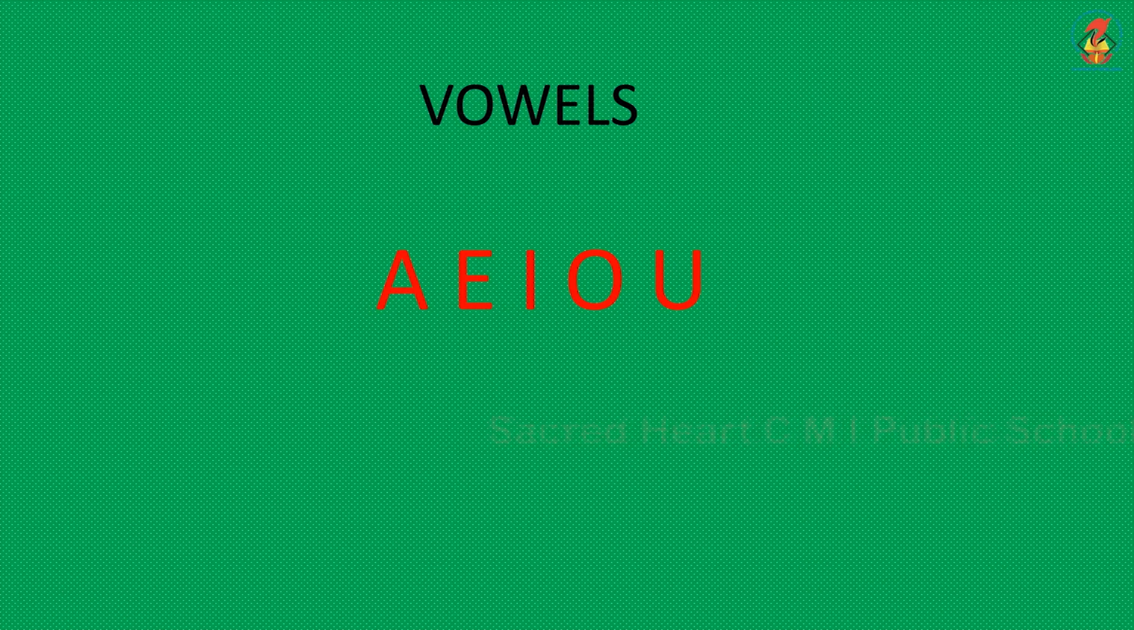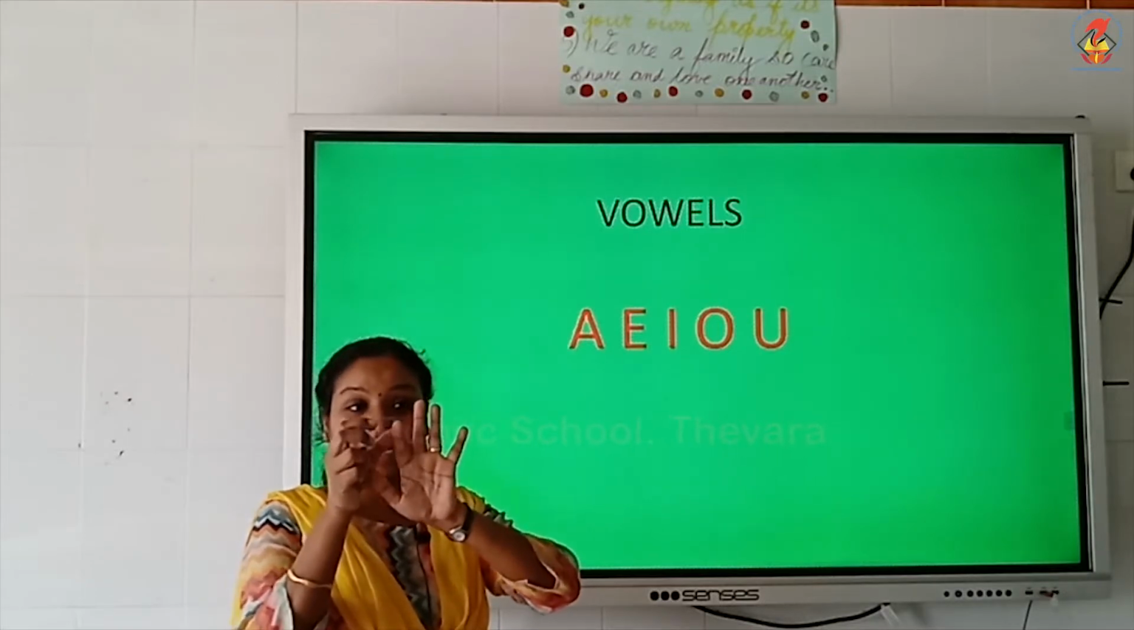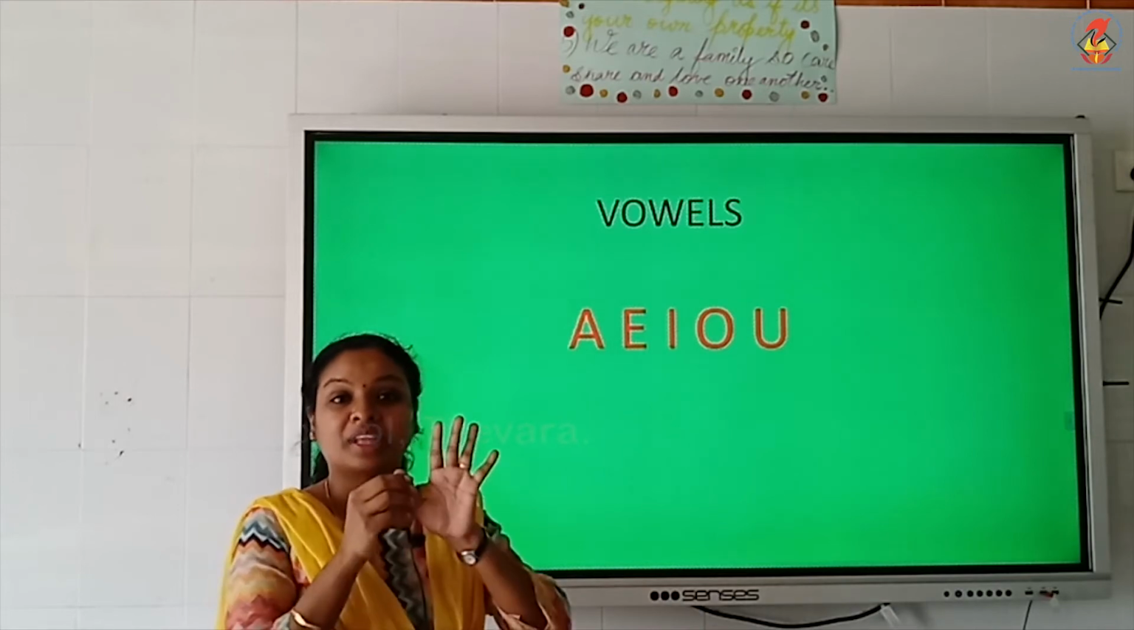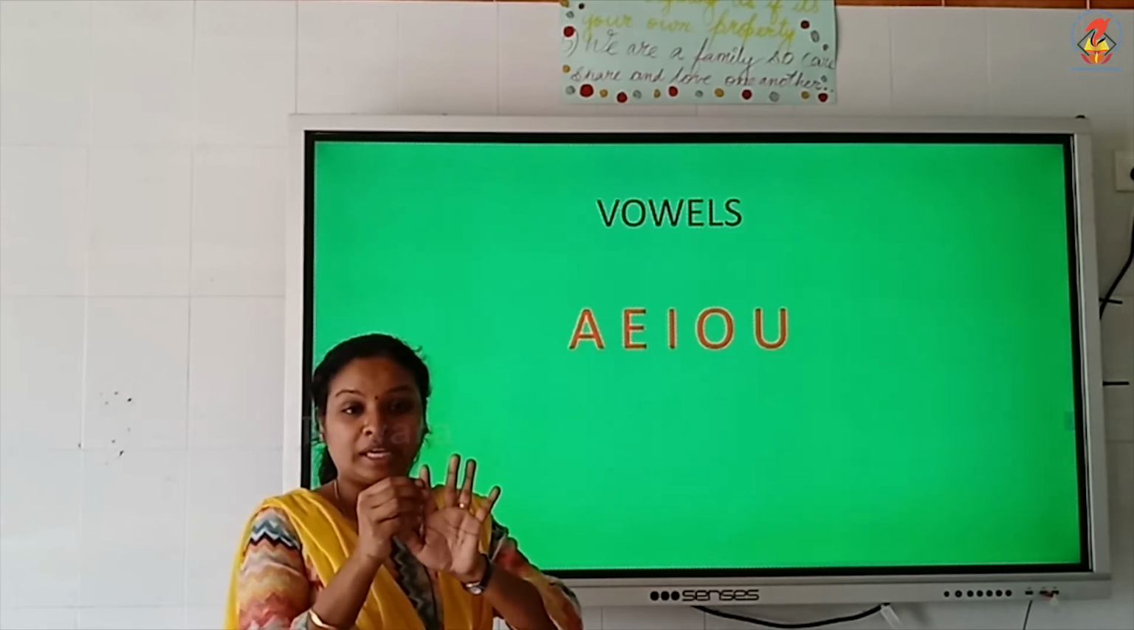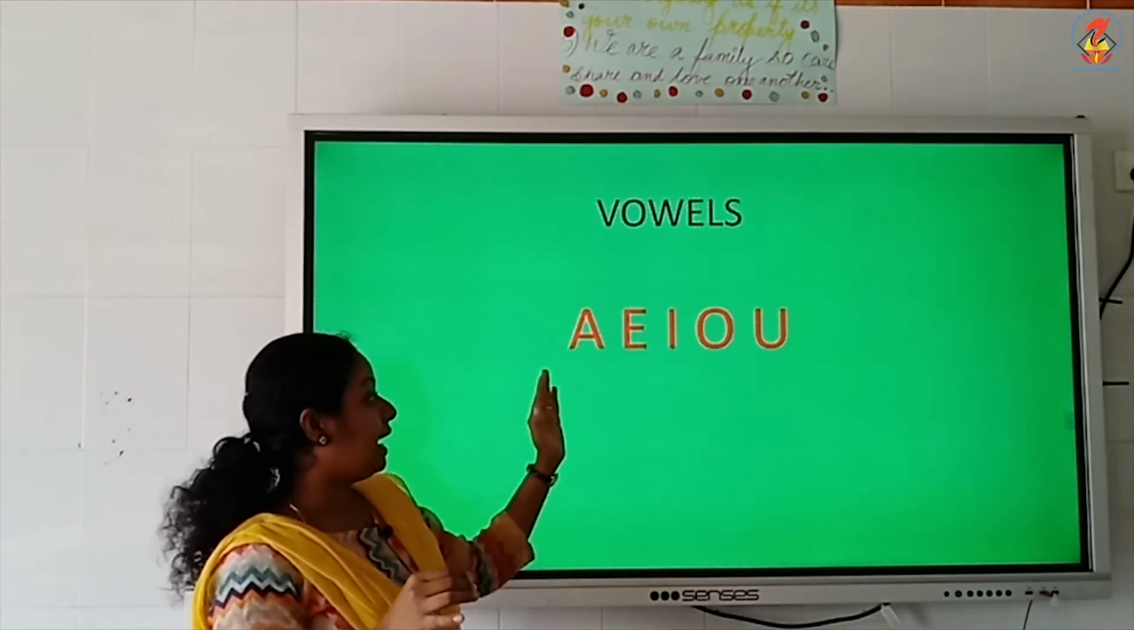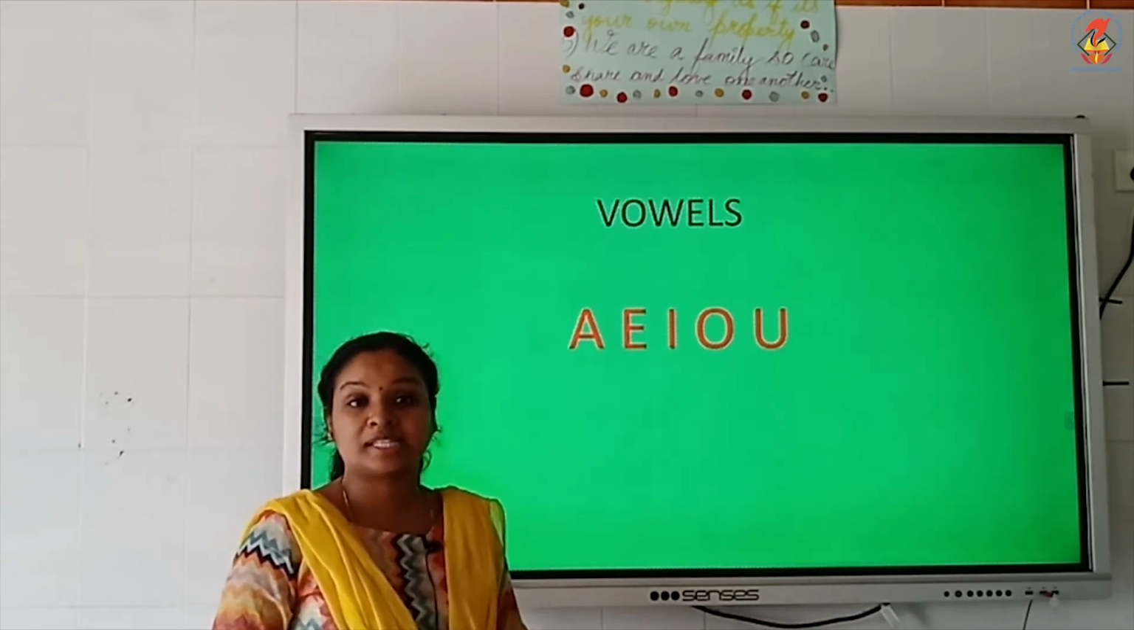It's just like our 5 fingers. A, E, I, O, U. You just repeat after me children. A, E, I, O, U. So, A, E, I, O, U are known as vowels.